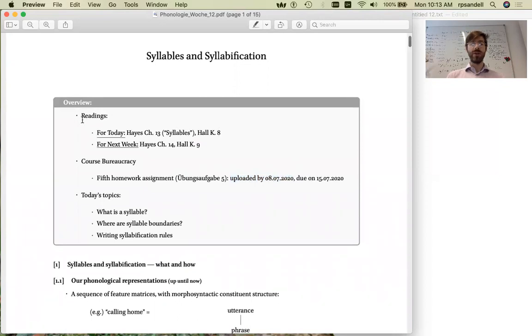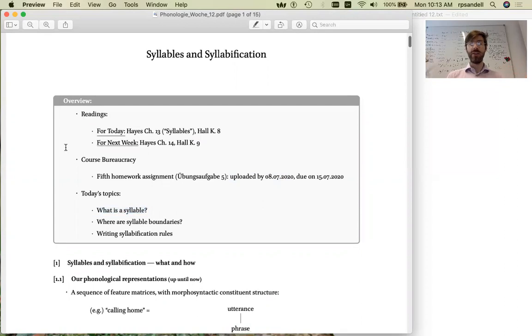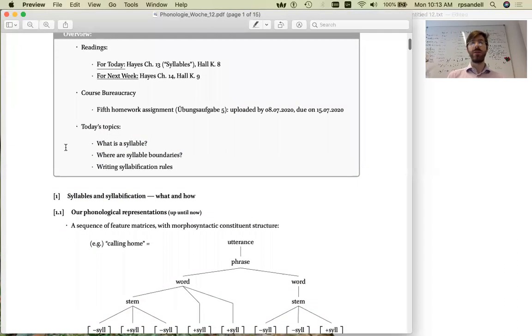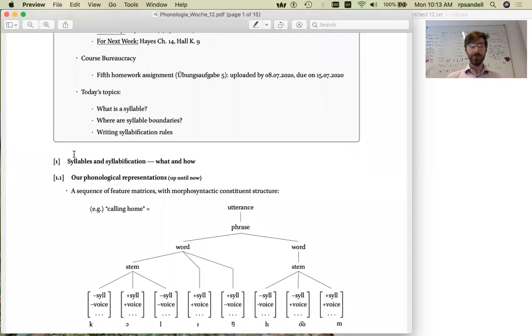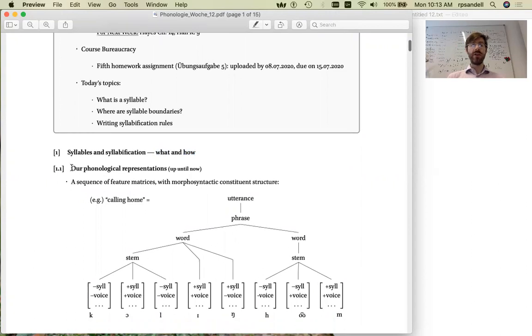So let's begin by trying to discuss just what a syllable is, defining that more precisely. You've probably encountered the term in a somewhat informal way outside of courses on linguistics. But let's try to build up now to a more precise definition of what a syllable is and how syllables come to be formed.